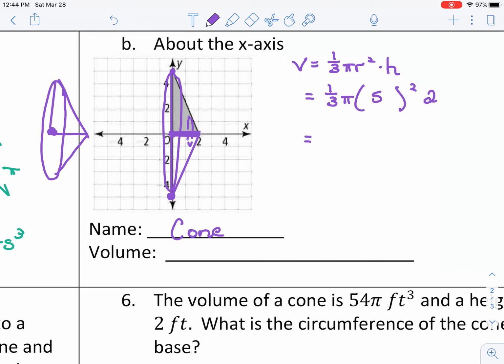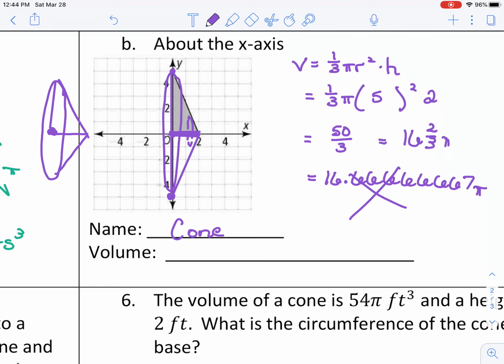Put that in your calculator. Some of your calculators will immediately spit out 50/3. Some of your calculators will spit out 16.6666666666666666666. It'll eventually round to a 7. We don't use decimals with pi, so don't tell us this one. Also, don't tell us the mixed number. We don't use mixed numbers with pi. This is the one that would be our volume. So 50/3 with a pi after it, which is the same thing as 50 pi over 3.